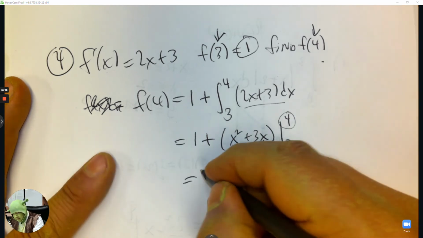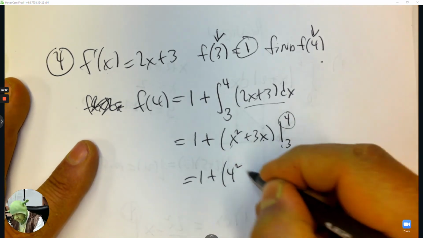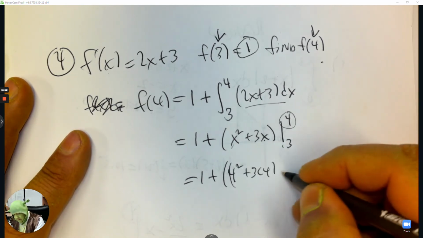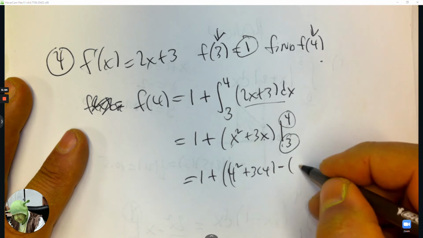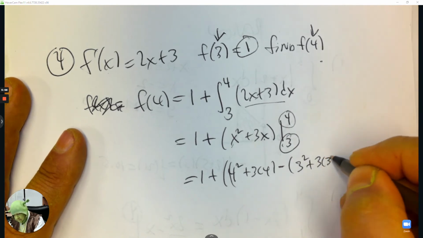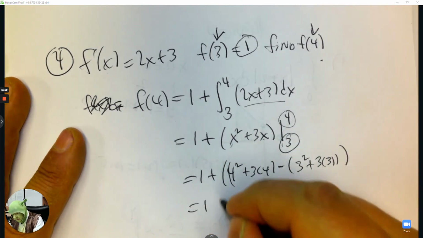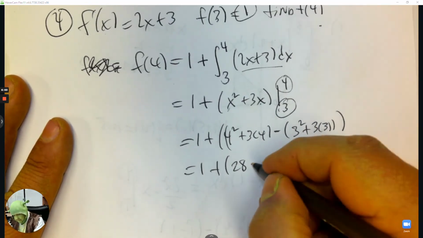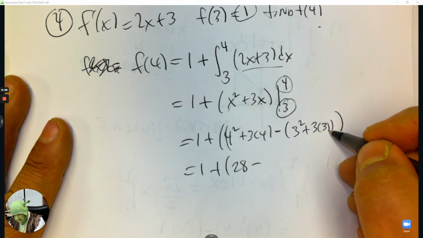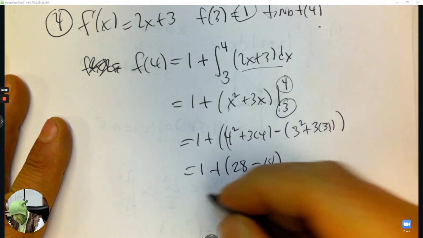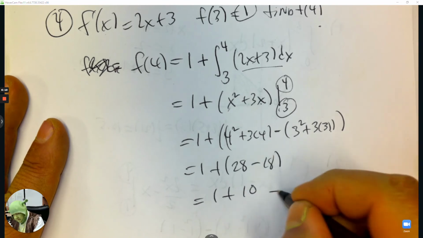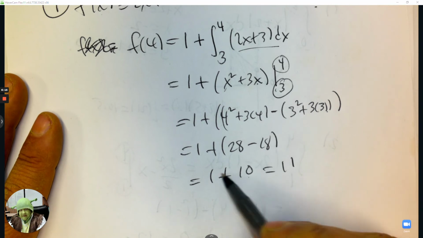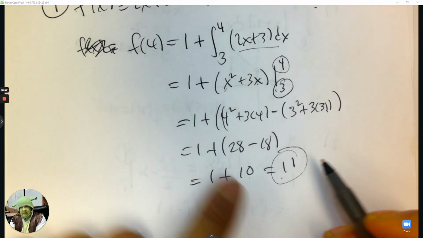Next, I'm going to plug in 4. I'm going to get an answer, subtract, and then I plug in 3. And then I get an answer, and then I put it all together. So let's try to do this. 16 plus 12 minus 9 plus 9. So 28, take away 18, and then add it together, and then you found what f of 4 equals.